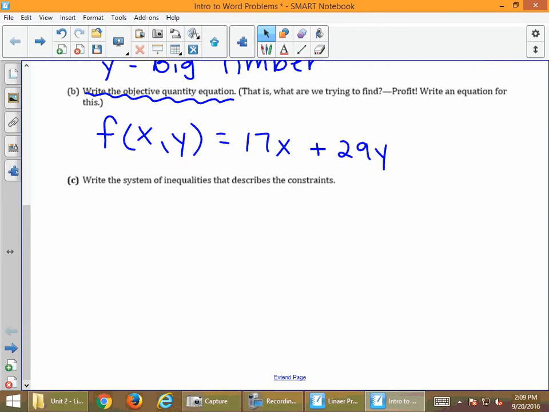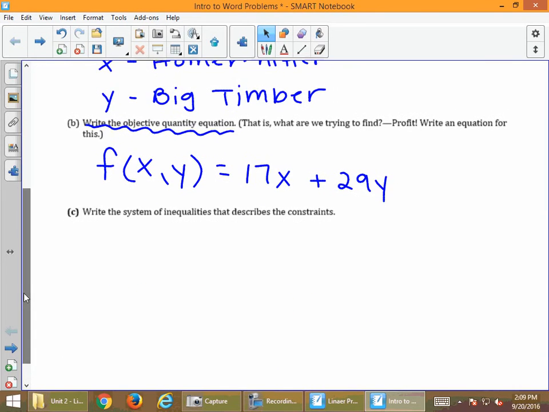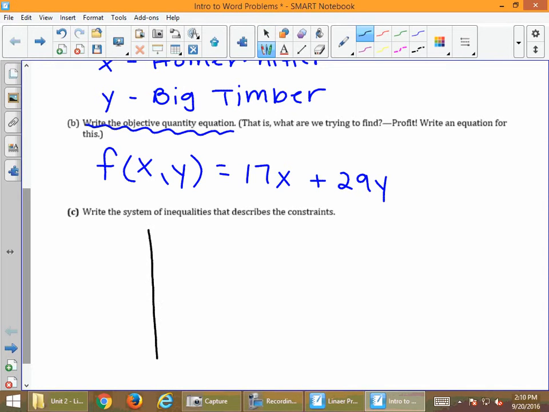Here comes the tricky part, and it's okay. Write the system of inequalities that describes the constraints. Okay? I really like to make a table, and you set up your table the same way every time. So you're going to make 3 lines, like so, and then a big line across the top.